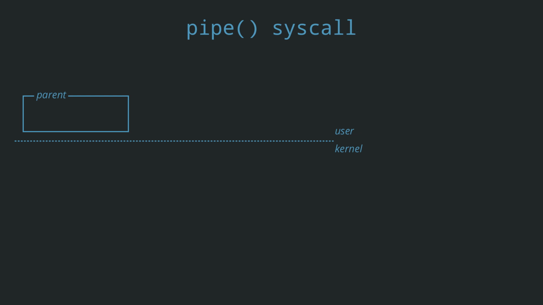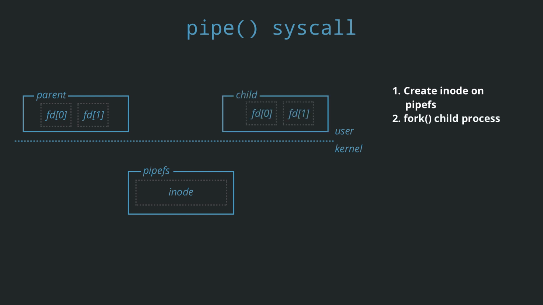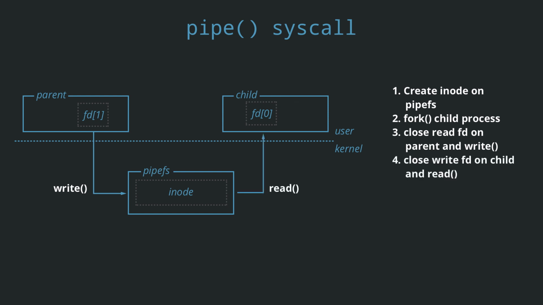When a pipe is initiated using the pipe system call, it first creates an inode on PipeFS. Two file descriptors to the inode's read and write addresses are returned to the parent process. The parent process then forks a child process, and that child process inherits file descriptors from the parent. The read FD is closed on the parent, and then the write FD is closed on the child. Now what this gives us is a unidirectional bus. Parents write to the file, and then the child reads from the file. And when both processes are finished, the inode removes itself from the file system.